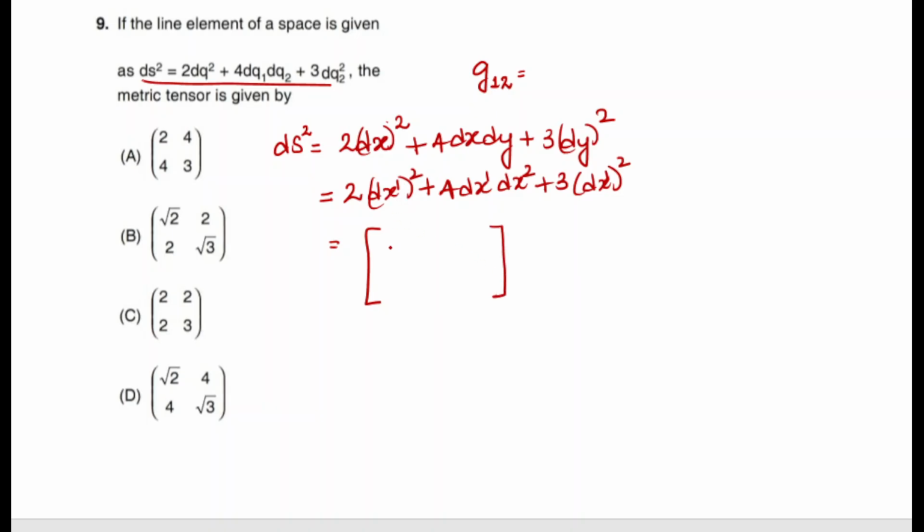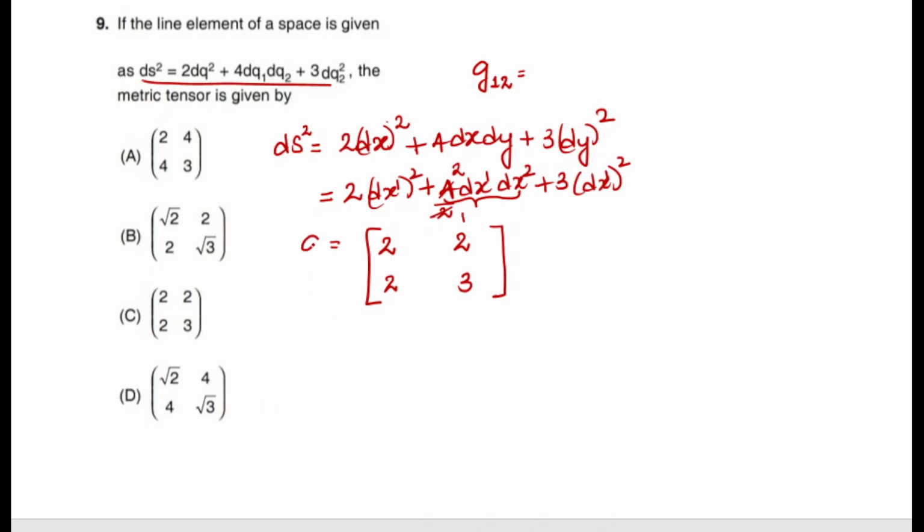So here it will be the 1 1 component, here the 1 2 component, here the 2 1 component, and here the 2 2 component, right? So the 1 1 component will be 2, and the 1 2 component and 2 1 component are one and the same. So for this term we must divide it by 2 and write it separately. Here it will be 2, here also it will be 2. This is the 1 2 component, here it will be the 2 1 component. For both, the line element of the space will split like this. Next, as it is the 2 2 component, it will be 3 only.